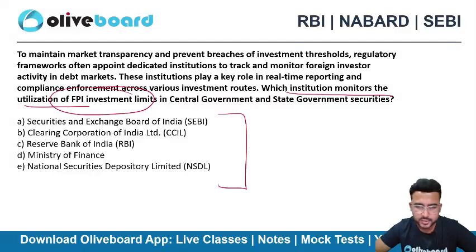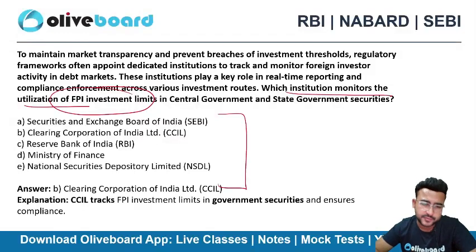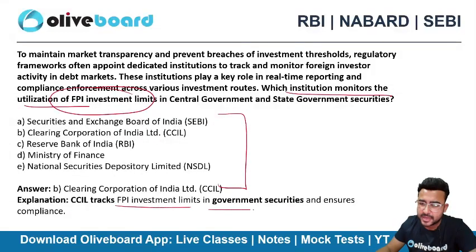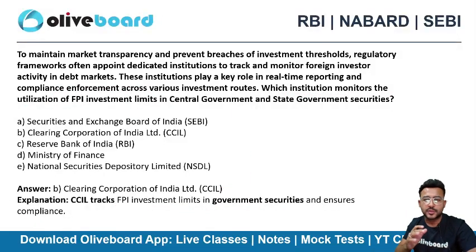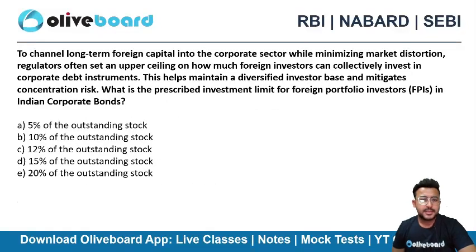So, what should be the correct choice here? The correct choice is CCIL, Clearing Corporation of India, right? So, CCIL is tracking the FPI investment limits, that too in the government security, to ensure the compliance, whether everything is within the limits or things have crossed the limit. So, that compliance is checked by the CCIL, Clearing Corporation of India, right?